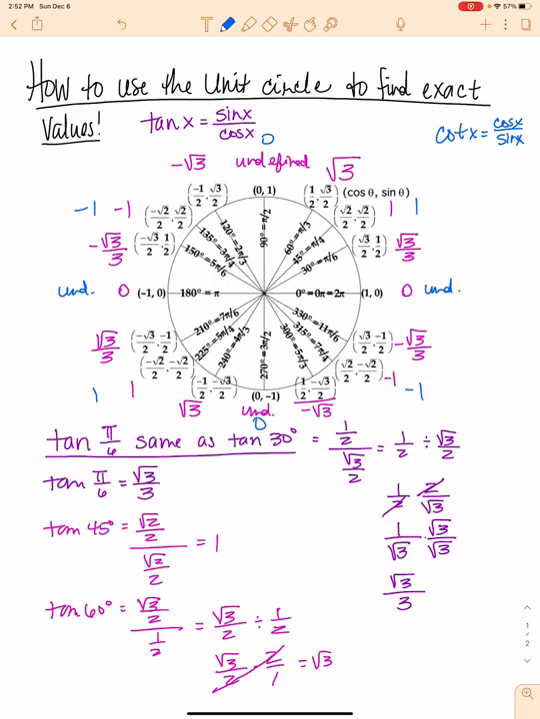And then for the other values, we just have radical 3 left and radical 3 over 3. So in this position where we have positive radical 3 over 3, the cotangent here is going to be radical 3, and the cotangent here is going to be radical 3 over 3. So their positions just flip, and they do that all the way around the circle. So hopefully that gives you a better understanding of how we're finding exact values with our unit circle.